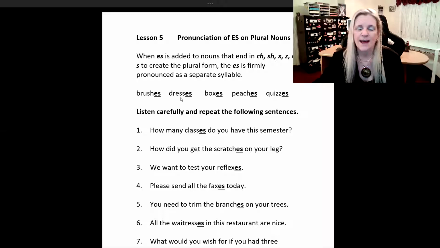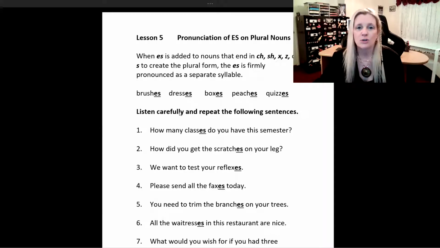Same thing with a noun that ends with an S. You couldn't just add another S to make it plural and say dress. That would be too crazy. So that's why we add the ES. So we would say dresses, and we pronounce it as a separate syllable. Dresses, boxes, peaches, and quizzes. Okay, so that's how we do it.